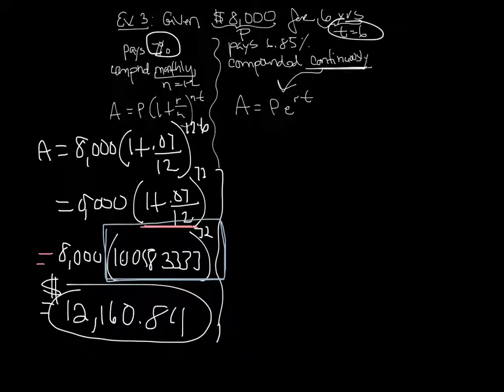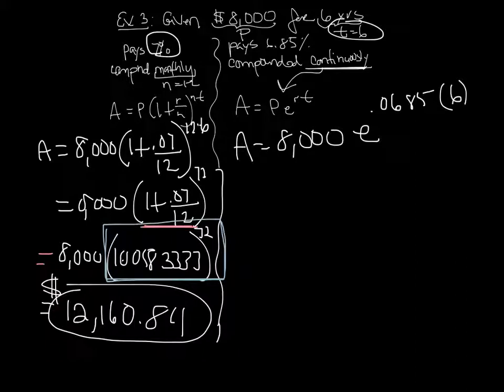What about if you compound continuously? Well, it's still 8,000. e is not a variable, it's a constant. The rate looks like 0.0685 times t, which is 6. So I'm going to go ahead and put in 0.0685 times 6 in your calculator, and I get e to the 0.411.